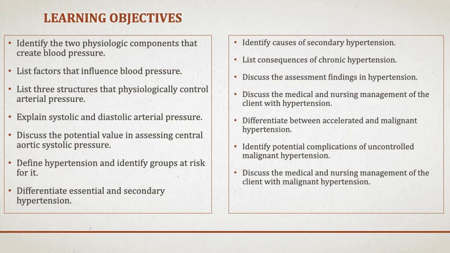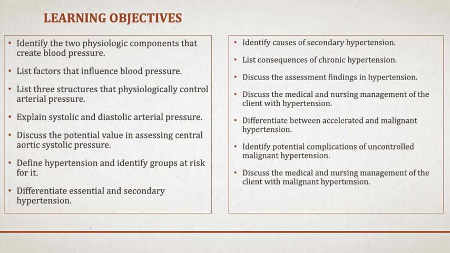Identify the components that create blood pressure, list factors that influence blood pressure, list three structures that control the arterial pressure, explain systolic and diastolic arterial pressure. You should be able to discuss the potential value in assessing central aortic systolic pressure, define hypertension, and identify those groups at risk for it. Know the difference between essential and secondary hypertension.